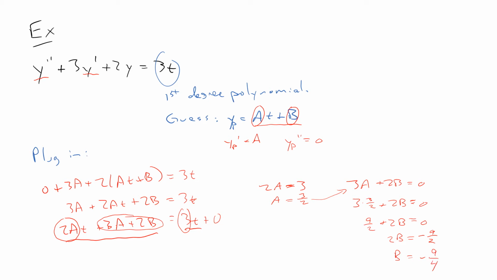So in the end, we have a number for a and we have a number for b that makes our guess at a solution work out. So we know that this function, 3/2 t minus 9/4, is a solution to this differential equation. That's just one particular solution. Again, that's why we have this little subscript p. This is one specific or particular solution to that differential equation.